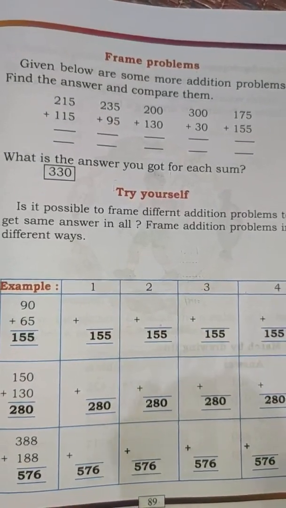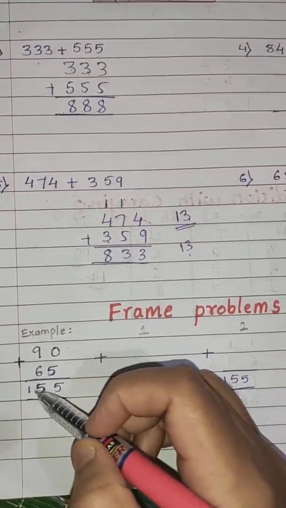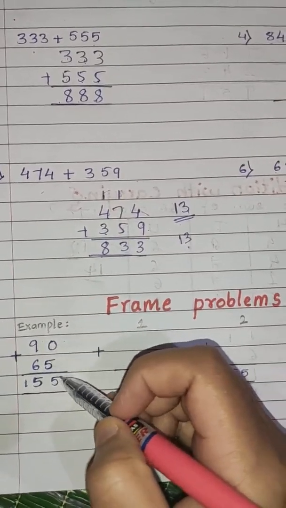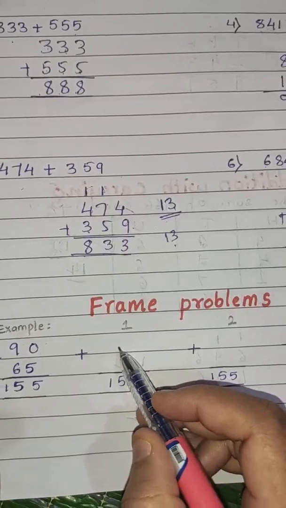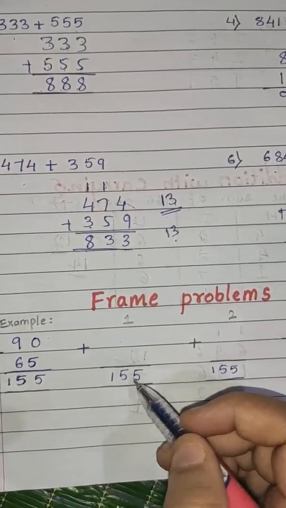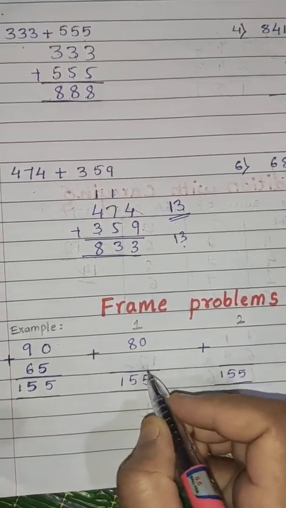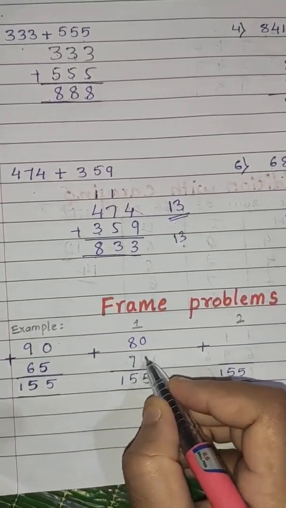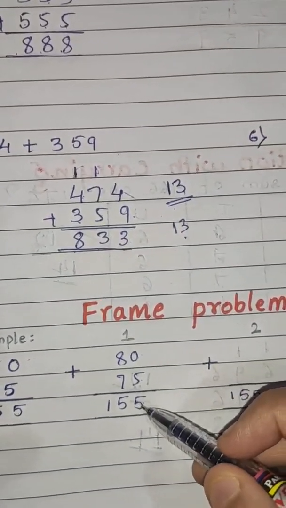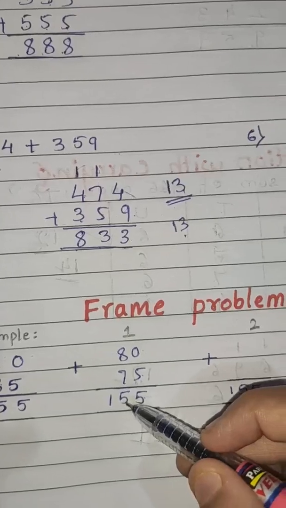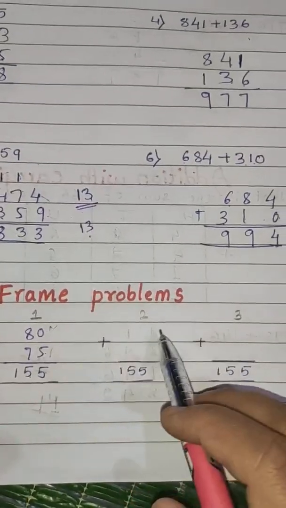So let us do one example. When you add 90 plus 65 you will get 155. See, 0 plus 5 is 5, 9 plus 6 is 15, right? Now let us frame one problem here to get the same answer. We will write here 80 plus 75. Let us see whether we get the same answer or not. 0 plus 5 is 5, 8 plus 7 is 15. Yes, it is the right one. Now come to the second one.